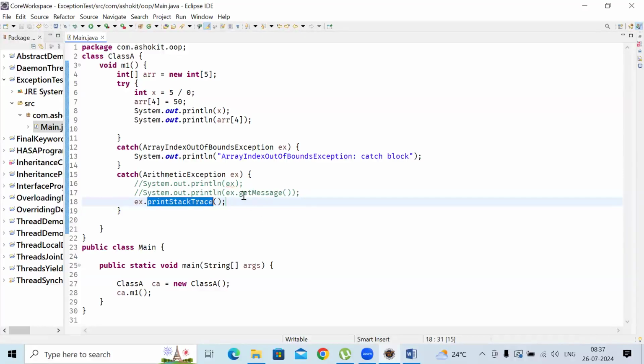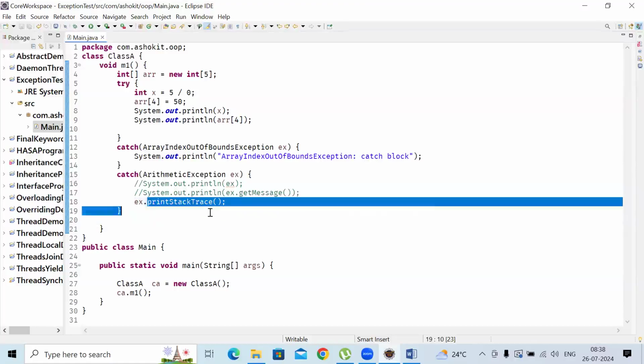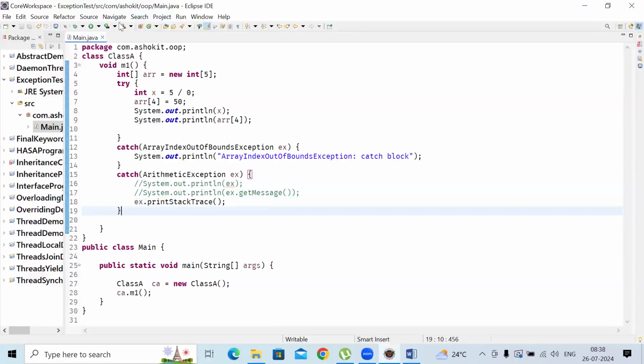See here, I'm calling the getMessage method. The getMessage method returns a string value. To display that string value, I'm adding the SOP statement. But the printStackTrace method has return type void, which means it doesn't return a value, it will directly print. It only prints, so there is no need for writing SOP. So there is a method called printStackTrace. This is an important method. Now see the output.